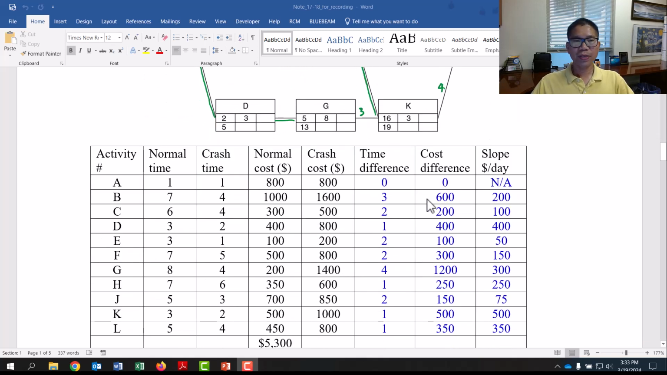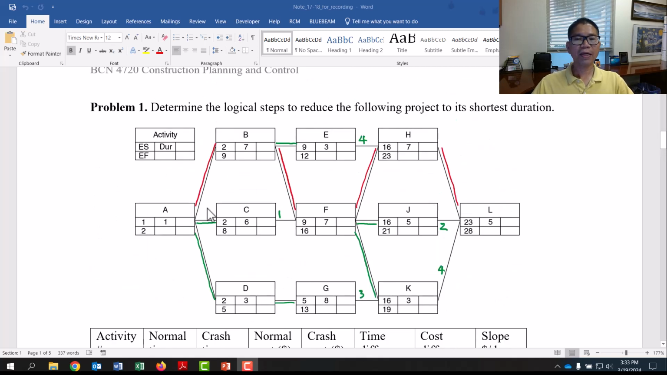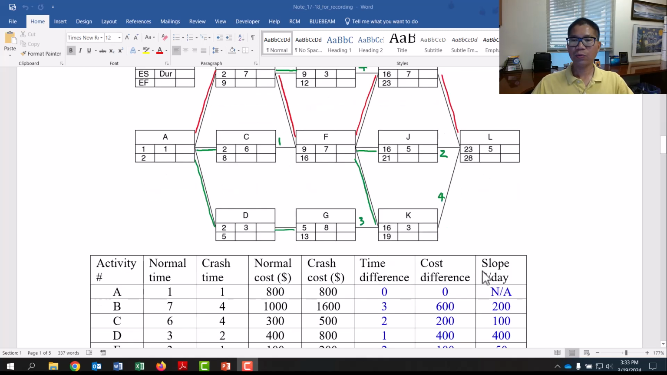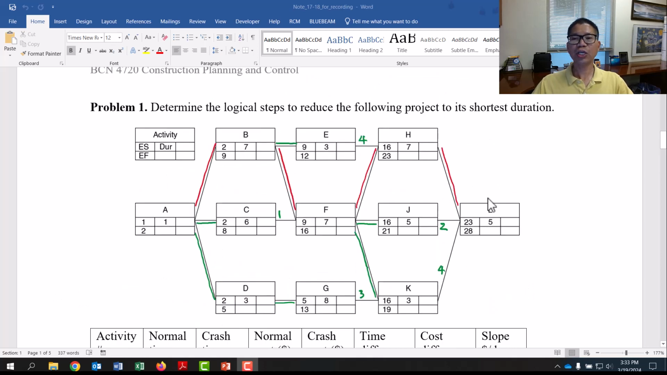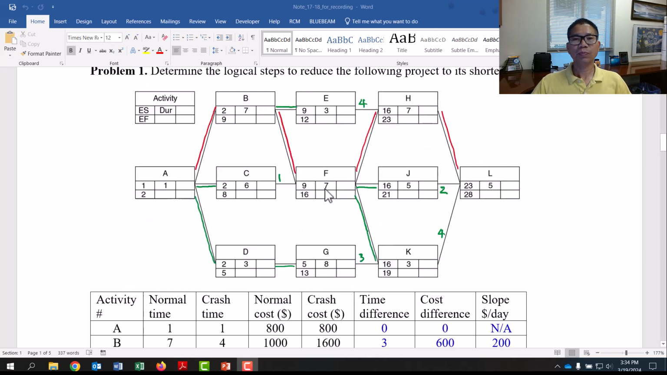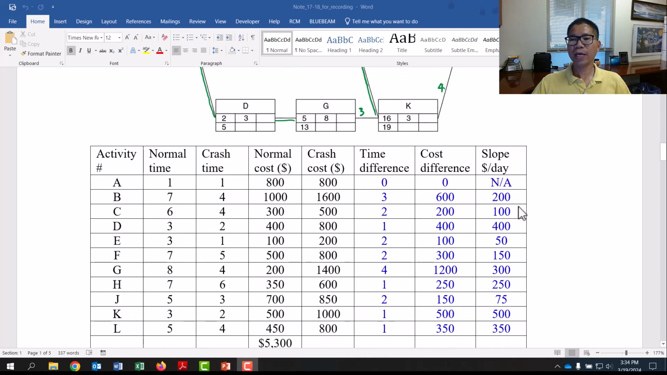After we do all of this, the critical path and the activity is A, B, E, H, L. As you can see, we cannot crash A, so it's only B, E, H, L that you need to consider to crash for the first cycle, because they are currently on the critical path. So between B, E, H, L, you look at the slope, dollar per day.